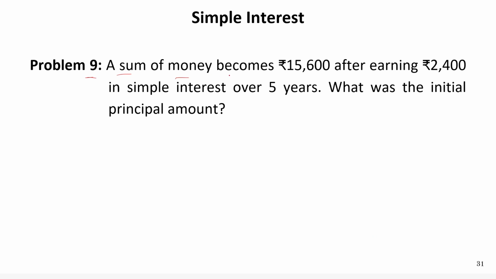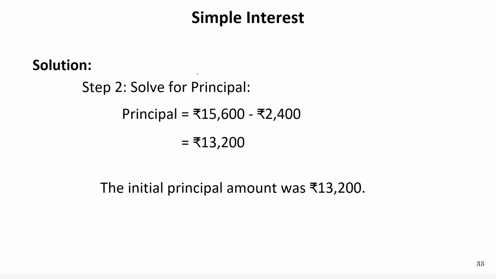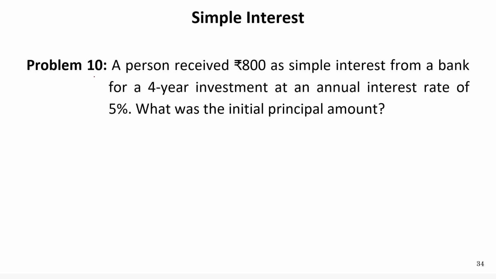A sum of money becomes 15,600 after earning 2,400 in simple interest over 5 years. Then what was the initial principal amount? So if the total amount is 15,600, then the principal plus SI is equal to 15,600. 15,600 is equal to principal plus 2,400. So solving for principal, what we are left with is 15,600 minus 2,400 is equal to what? 13,200, right? So the initial principal amount was this much. So let's see problem number 10.